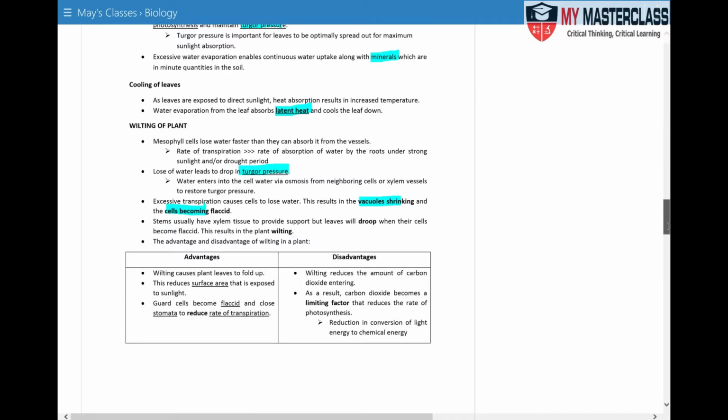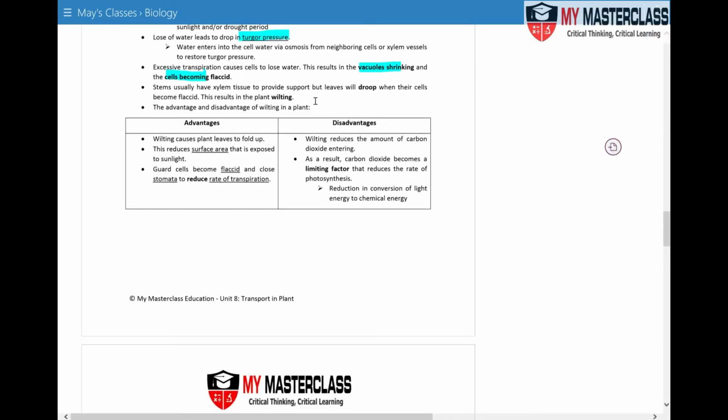Of course, wilting is not all bad. There are disadvantages and advantages of wilting. At the initial stage, wilting provides a short temporary measure which will reduce the surface area being exposed for transpiration. That will help the plant to conserve water. But at the same time, if wilting continues for a long period of time, the amount of carbon dioxide that is able to enter will be reduced as well, simply because the leaves start to fold up, so the stoma pore will start to become shut. Carbon dioxide will now become a limiting factor of photosynthesis.